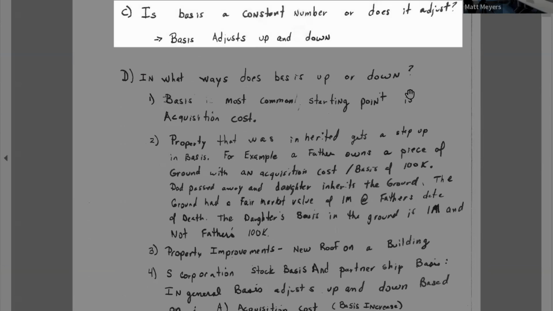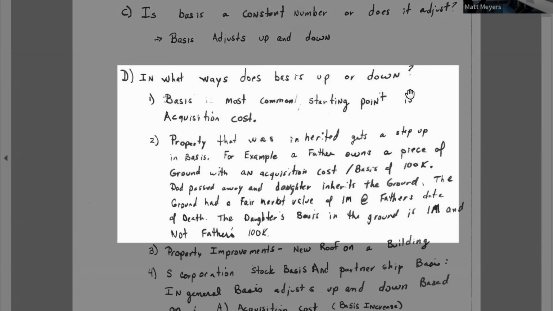Is basis a constant number or does it adjust? Basis adjusts up and down. Okay, what's D say? In what ways does basis go up or down? The most common starting point is acquisition cost. Property that was inherited gets a step up in basis.